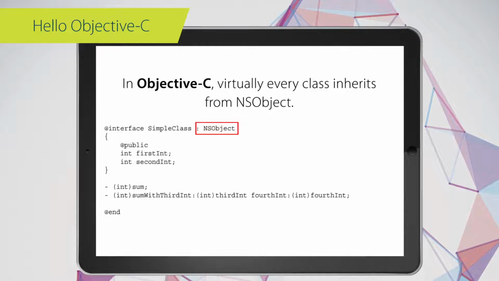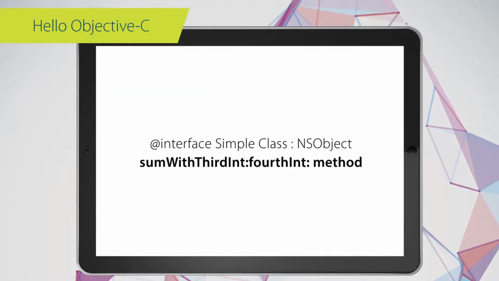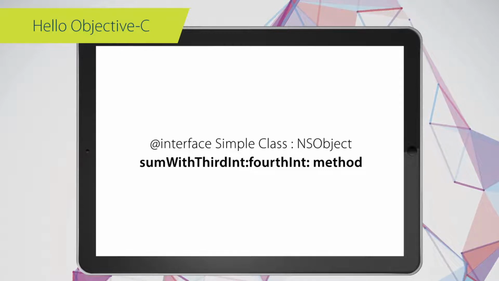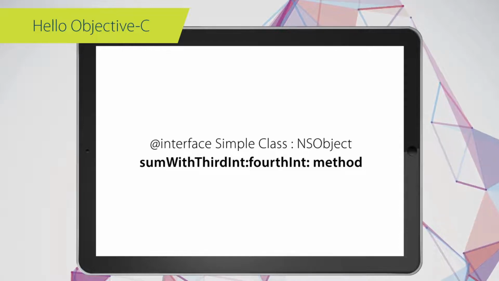Objective-C method signatures tend to be very long and explicit. For instance, sum with third int, fourth int, is a method signature. The colons in the method name denote the number of parameters the method takes. By having the parameters listed in line with the method name, you can create signatures that are easier to understand.